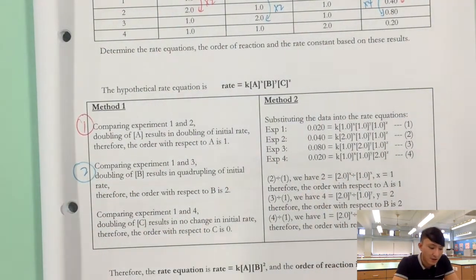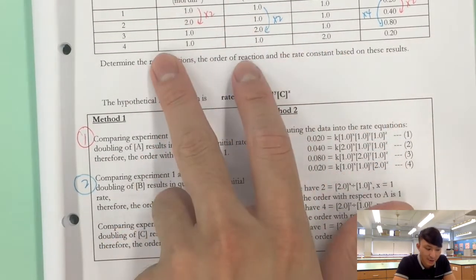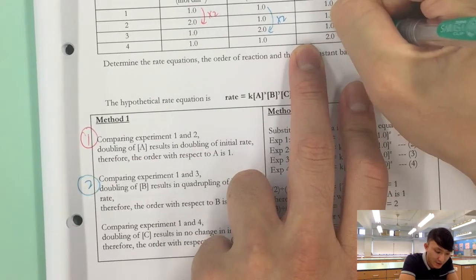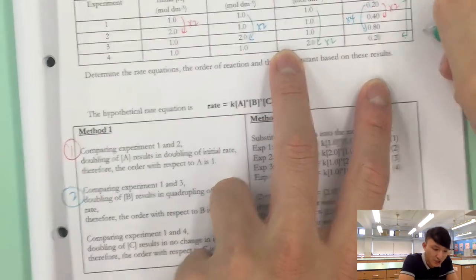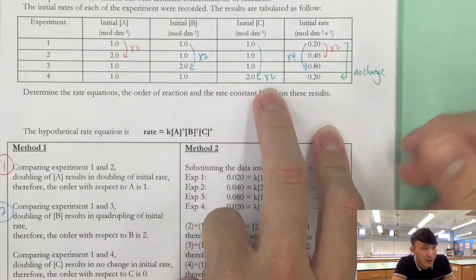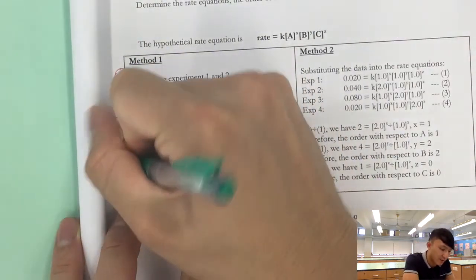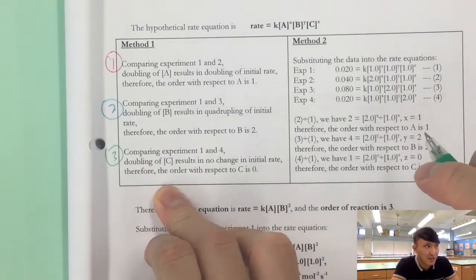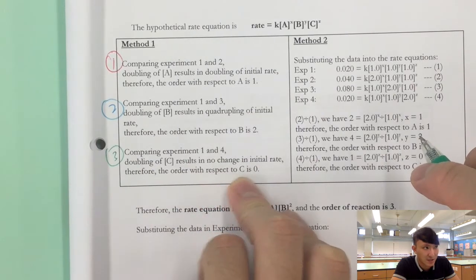Now the third deduction, of course, what we have left is C. So we can compare experiment 1 and 4. Knowing that doubling the concentration of C results in no change in rate. So what does it tell you? Well, it tells you that it is 0 order with respect to C. Okay, so this is the third deduction. Doubling of C results in no change in initial rate, therefore the order with respect to C is 0.